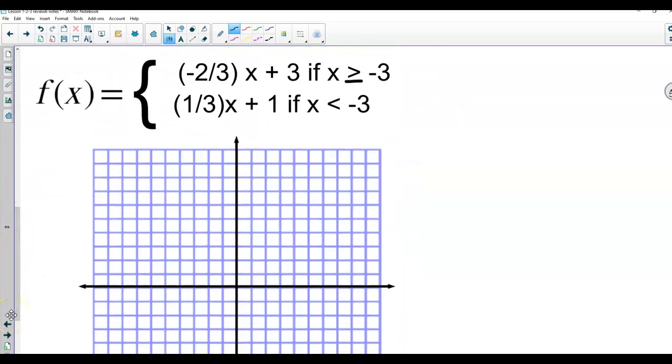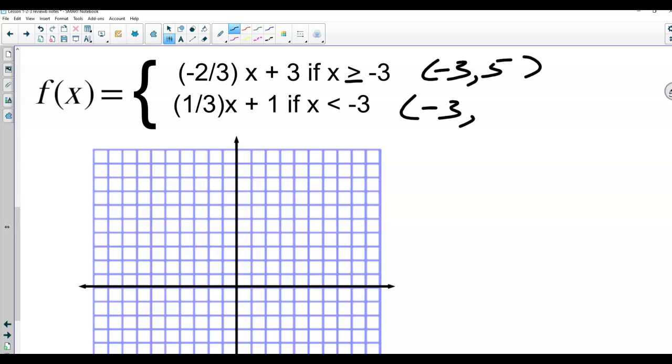Second one, if I want to plug the number in, automatically I can write these starting points as negative 3 for my x. Negative 2/3 times negative 3 is 2. Negative times the negative is positive. 3 divided by 3 is 1. 1 times 2 is 2. 2 plus 3 is 5.